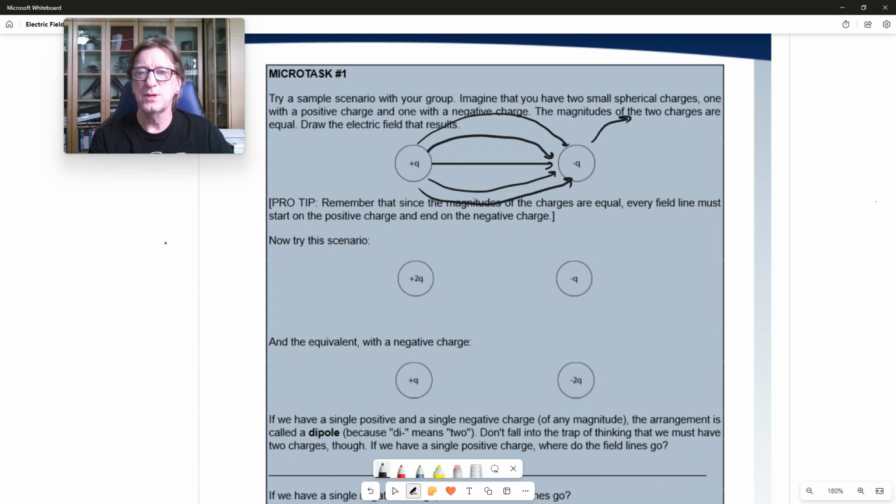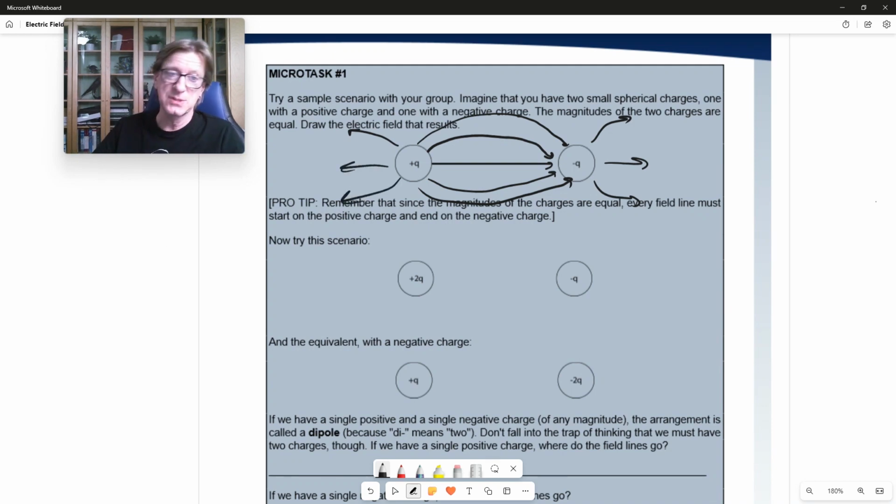And then if I want to draw the ones going out here, I can draw those going to infinity, like that. But in most cases, we're going to be interested in what's happening between the charges, like we did with the plates.